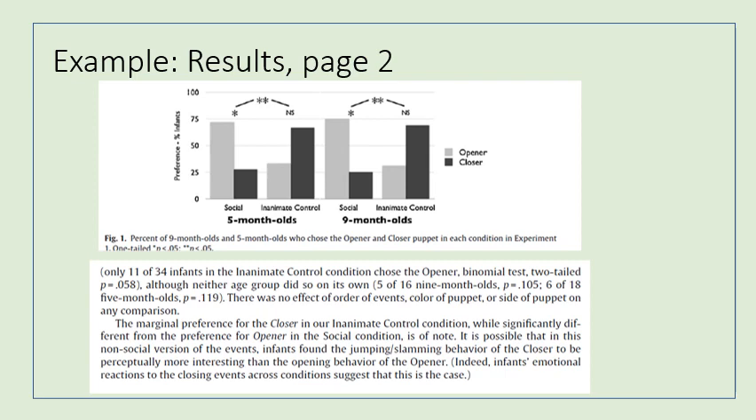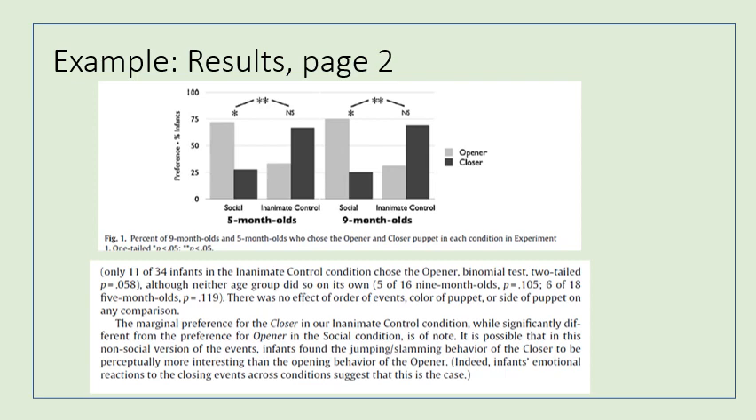And you can see that those 5-month-olds in the social condition definitely preferred the opener. And that the opposite was true in the inanimate control condition. They preferred the one who slammed the lid shut, which is sort of interesting. And then they're telling us these two weren't different. Like the extent to which they preferred the opener or closer weren't significantly different. And then likewise, same pattern for the 9-month-olds. And you can see they've named it figure 1 and then described it here. And then they're describing the rest of those results.